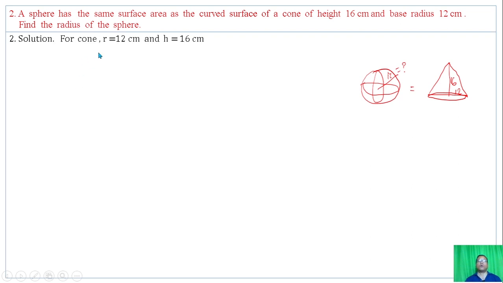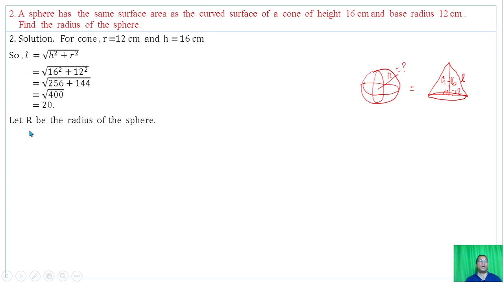For cone r is 12 cm, height is 16 cm. So slant height L is this is slant height. Then this is 16 and this is r. Applying Pythagoras theorem, we get giving their respective values and solve. We have 20. Let capital R be the radius of the sphere. By question, surface area of the sphere is given as equal to curved surface area of the cone.